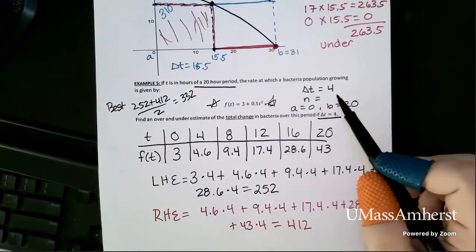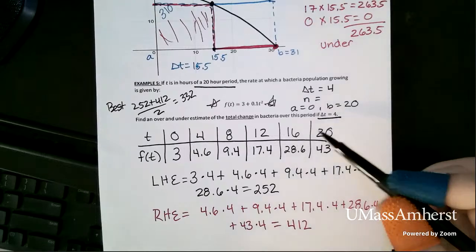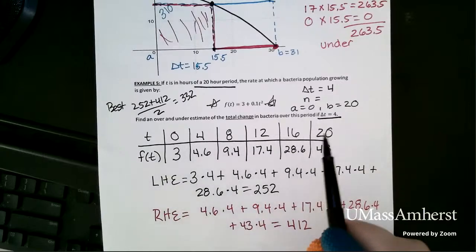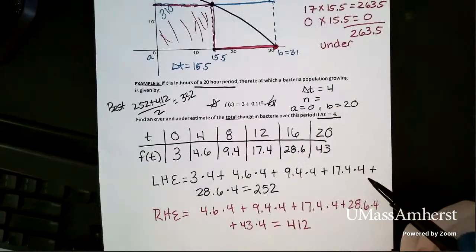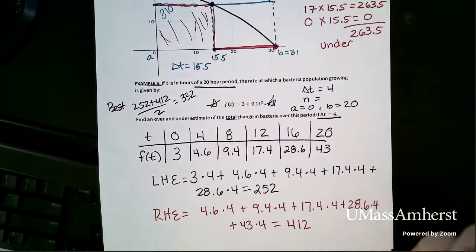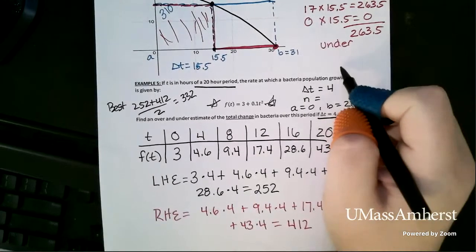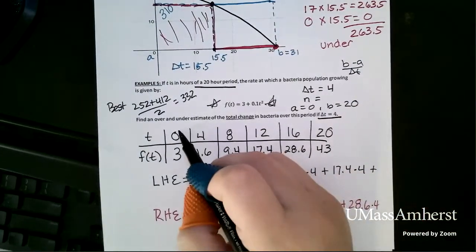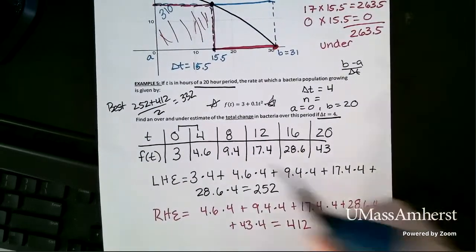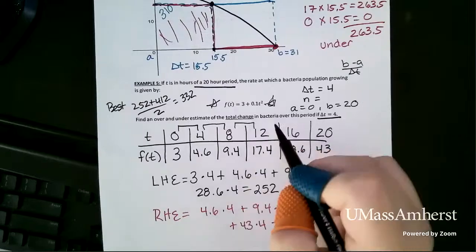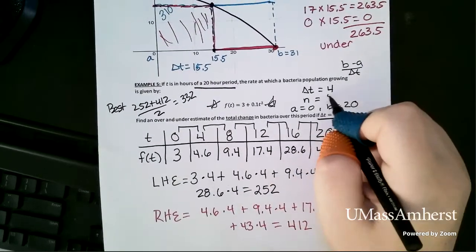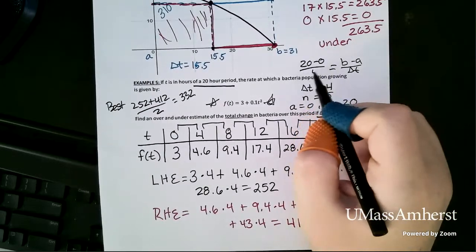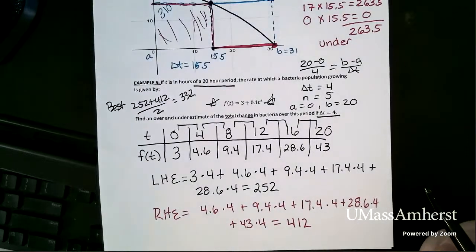Now we know our delta T equals 4. That was given in the problem. A and B are the endpoints of your independent values, so that's 0 and 20. And your N is the number of intervals that you're using to approximate. There are 2 ways to figure this out. We can use B minus A divided by delta T, or we can count. That's one interval from time 0 to time 4, 2, 3, 4, 5. We would have gotten the same thing using the calculation: 20 minus 0 divided by 4 also gives N equals 5.